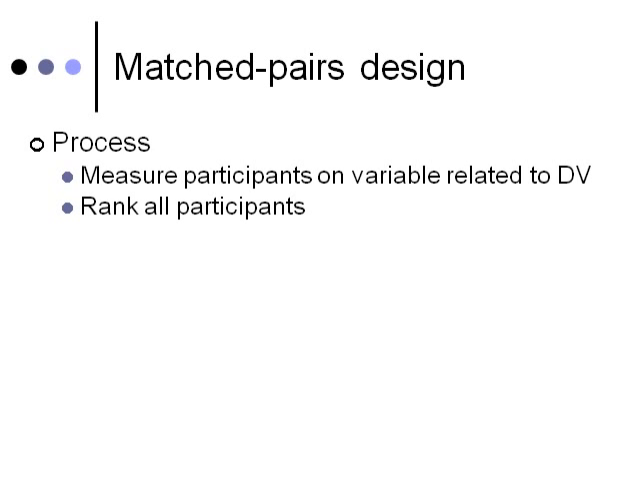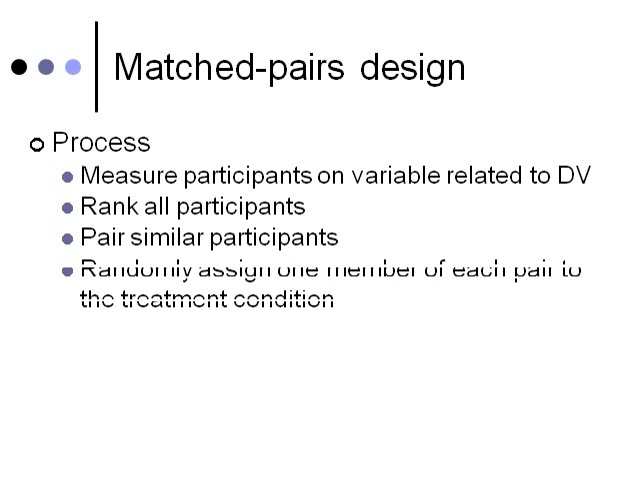And then you rank them from most inattentive to most attentive. And then you pair similar participants. So the top two, they're a pair. The next top two, they're a pair. The bottom two, they're a pair. So on and so forth. Everybody's got a partner, right? And then you randomly assign one member of each pair to the treatment condition, or the experimental condition, and the other one to the control or placebo condition.